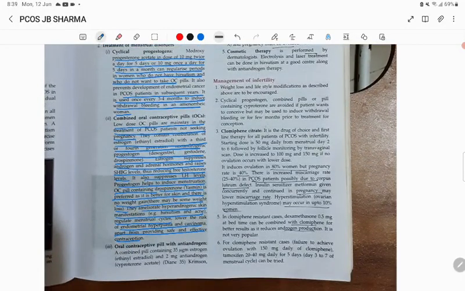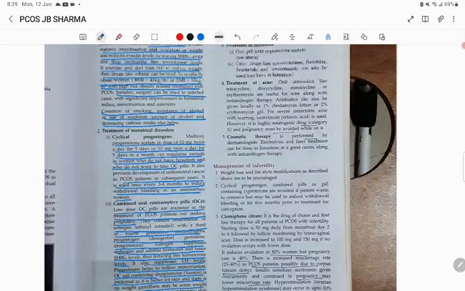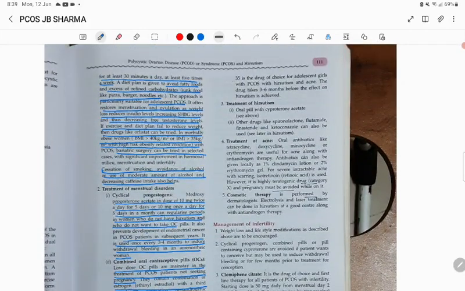The combined oral contraceptive pill containing 35 microgram ethinyl estradiol and 2 mg of the anti-androgen cyproterone acetate is the drug of choice for adolescents with PCOS with hirsutism. Treatment of hirsutism: oral pills with cyproterone acetate. Other drugs like spironolactone, flutamide, finasteride, ketoconazole can also be used.